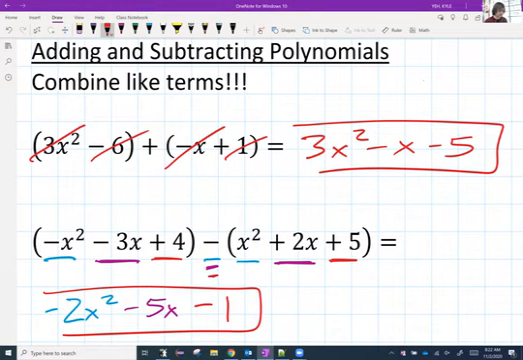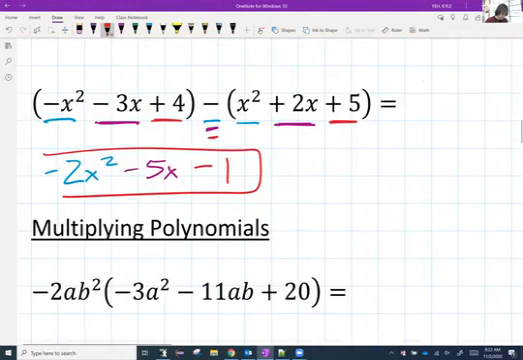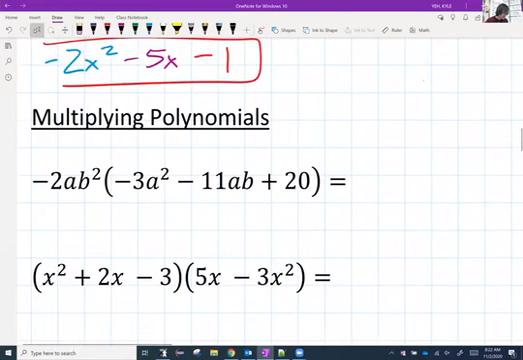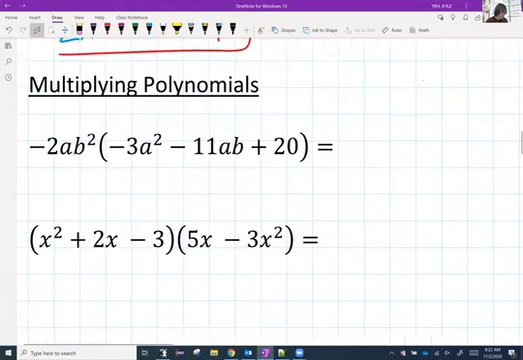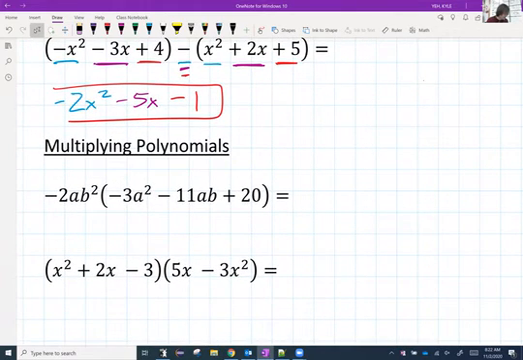But what is it really? Just combining like terms. What about multiplying polynomials? Multiplying polynomials, after we went through 6.1 in the last lesson, they should come really easily.